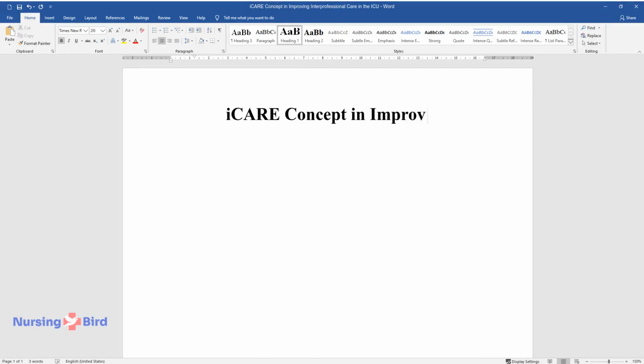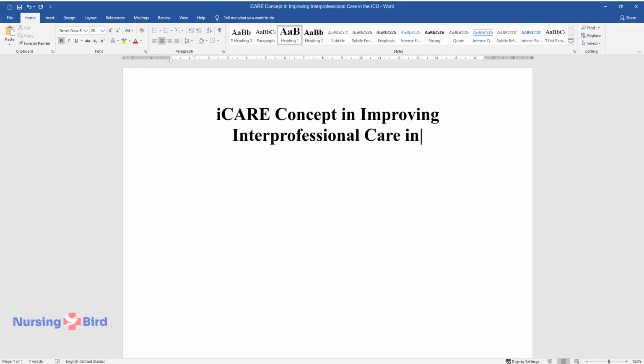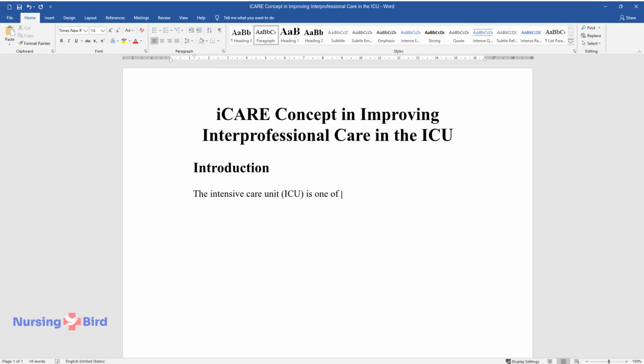iCARE concept and improving interprofessional care in the ICU. Introduction. The intensive care unit, ICU, is one of the most challenging and complex locations in a hospital environment.